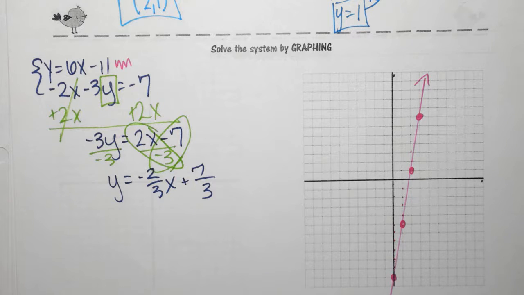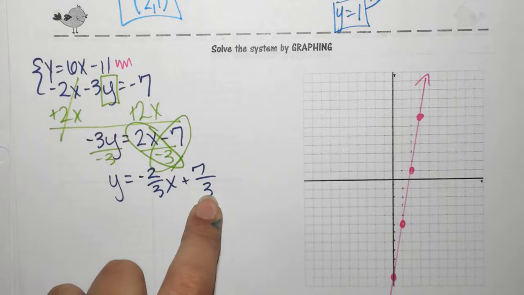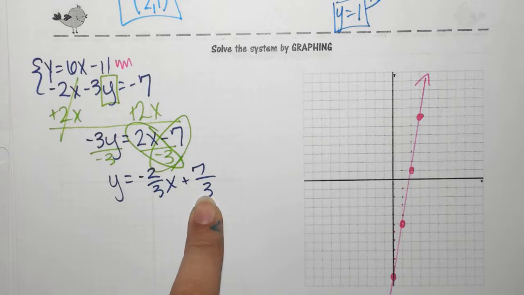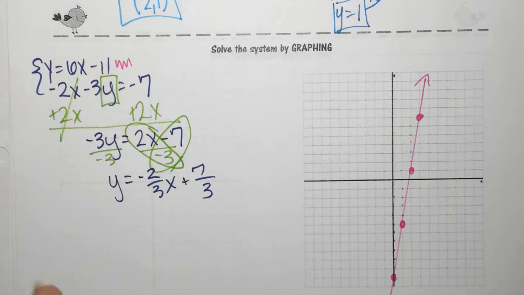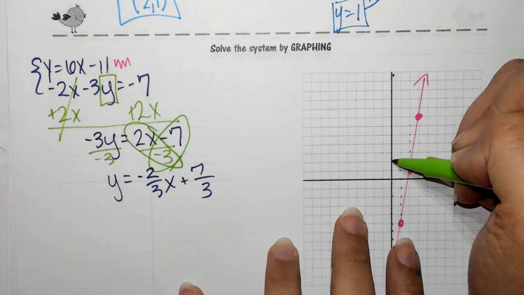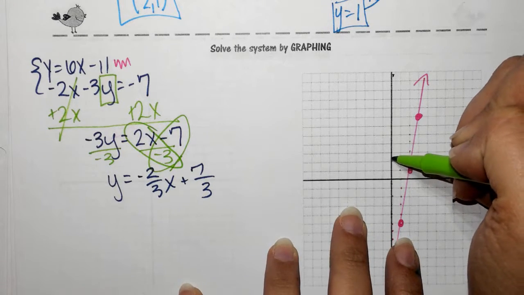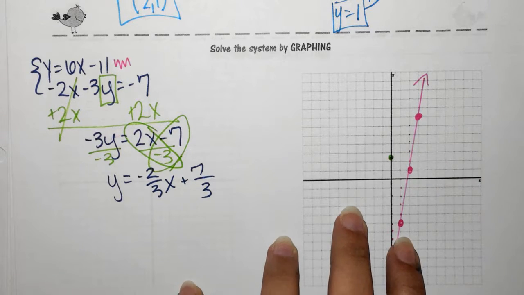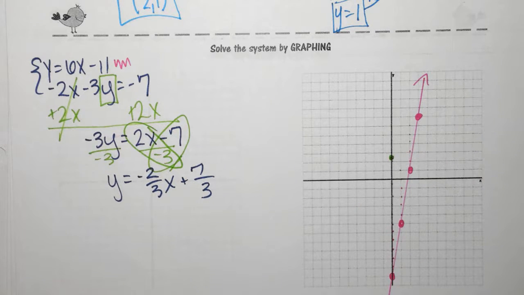Alright, now, I'm going to graph this one, but this is an ugly y-intercept, isn't it? It's not going to be pretty. But can anybody tell me what 7/3 is as a decimal? What is 7 divided by 3? 2.3. So that means that we're going to go up 2. I want everybody to go up 2, and then I want you to go up a little bit more.